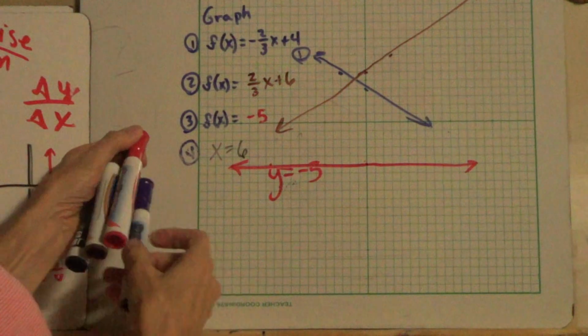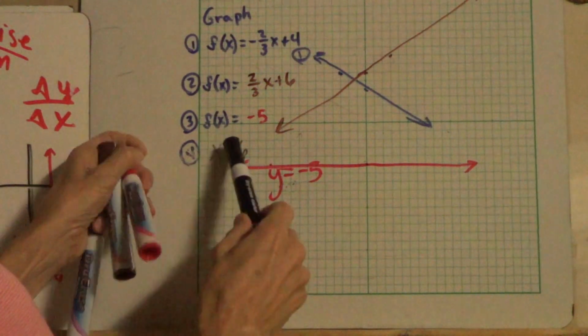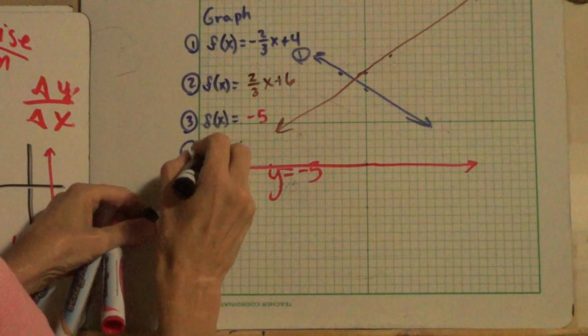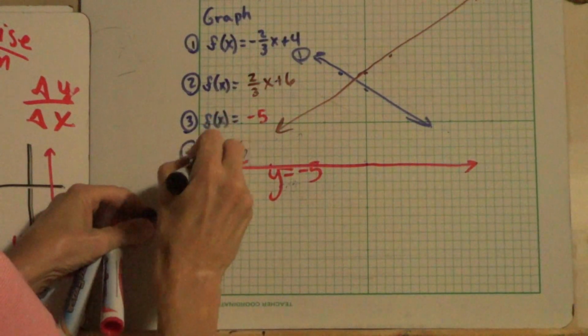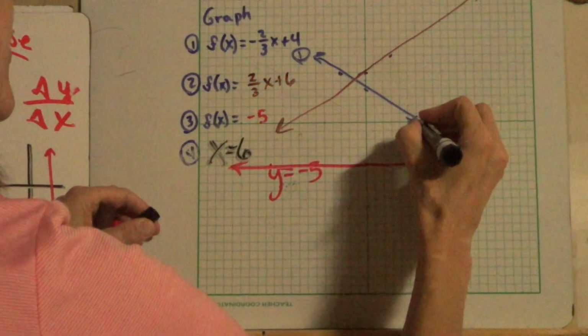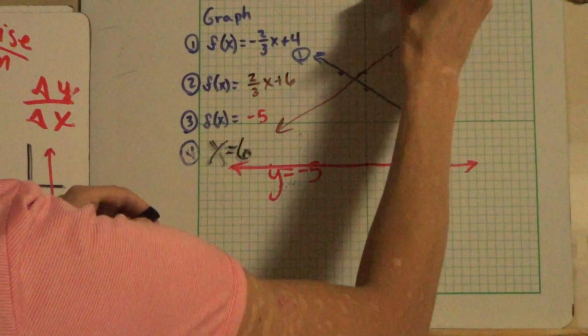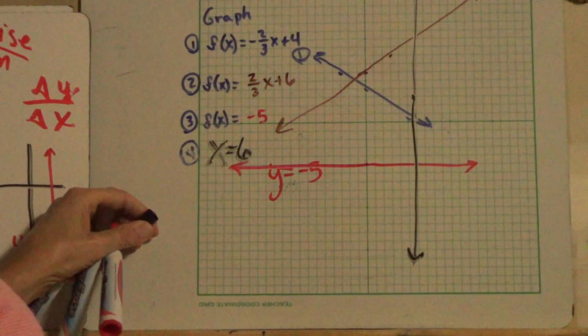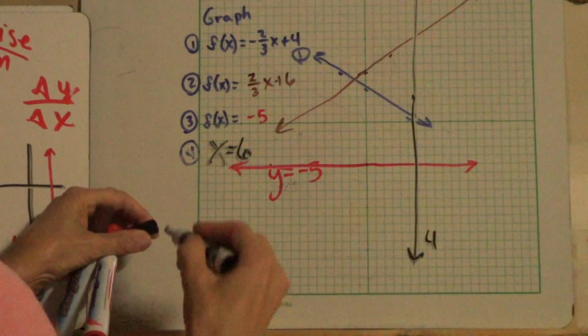And our last one is x equals 6. So this time, our variable is x, so it's cutting through the x-axis. We come over to 6 and we draw the line. That one has an undefined slope. Okay, so that's our fourth line.